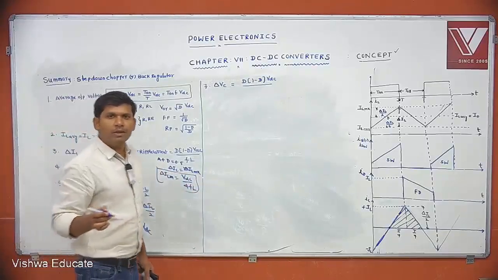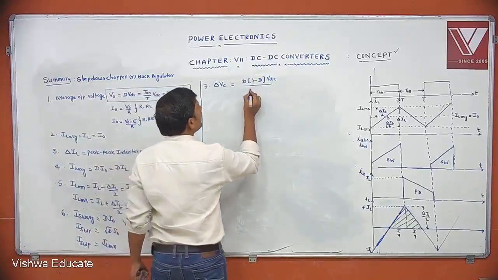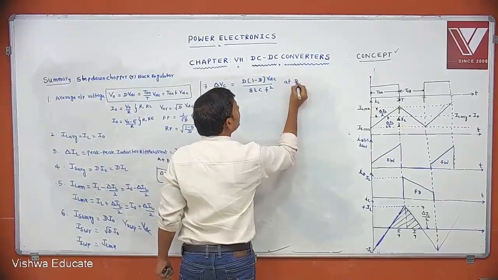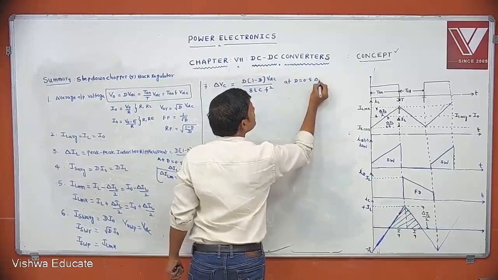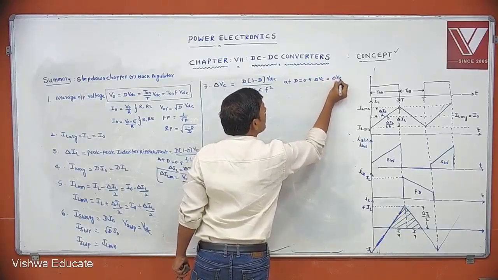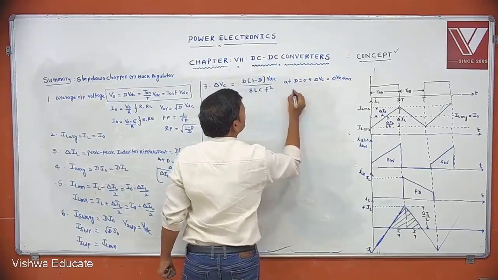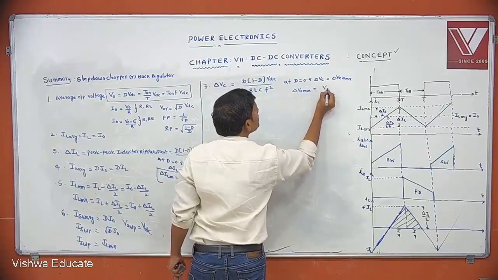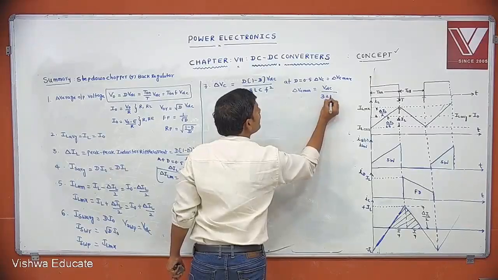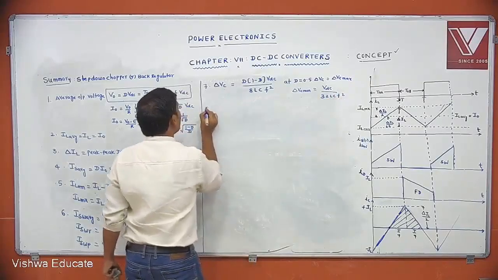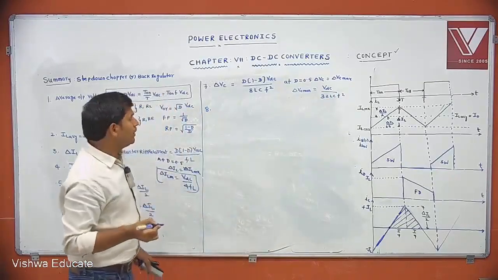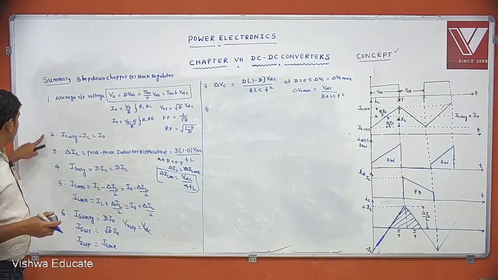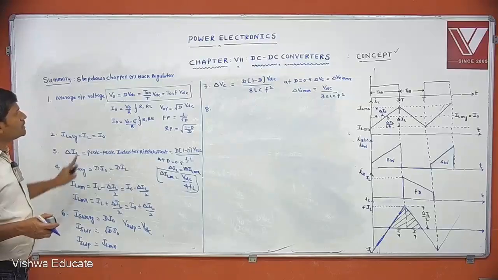Then what is the peak to peak capacitor ripple voltage? 8 LC F square. At D equal to 0.5, delta VC equals delta VC max. Then what is delta VC max equal to? VDC by 32 LC F square. Then eighth one. I forgot one formula. 1, 2, 3, 4, 5, 6, 7, 8.